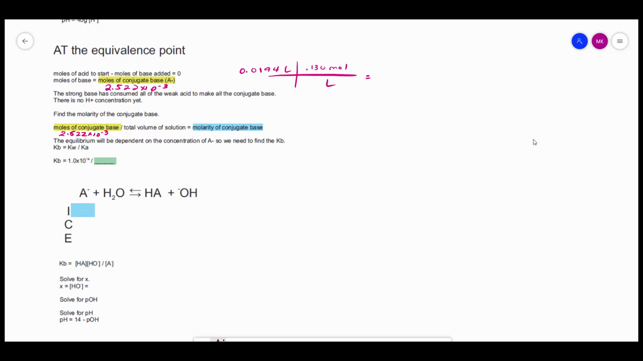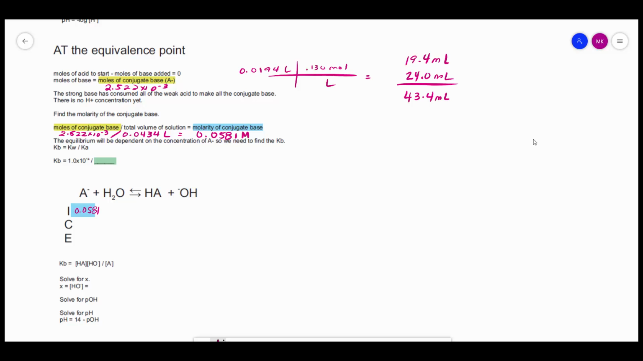I need the total volume of solution. Well, at the equivalence point, I learned that I needed 19.4 milliliters of base, and I'm talking about a 24.0 milliliter sample of acid. So I add those two things together, and I get 43.4 milliliters, which converted to liters is 0.0434 liters. And I'm doing this so that I can get the molarity of my conjugate base. So 2.522 times 10 to the negative 3rd divided by 0.0434. To get my molarity of conjugate base, I get 0.0581 molar. Now that's going to go right here.